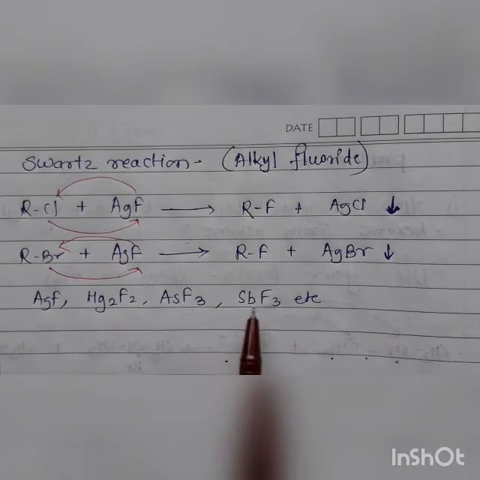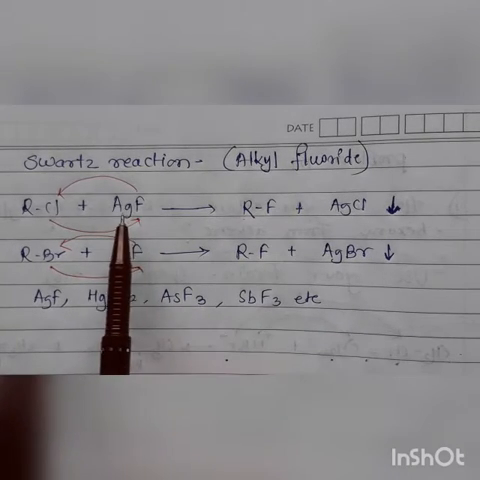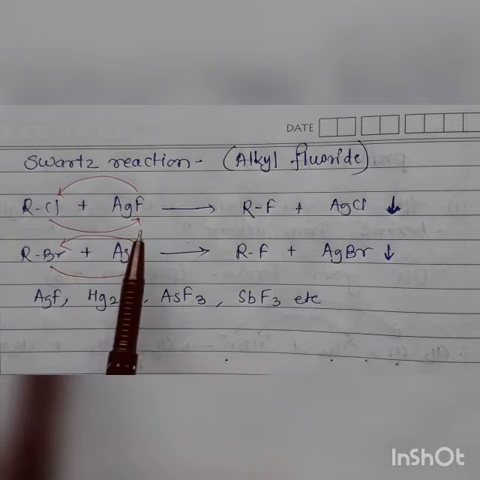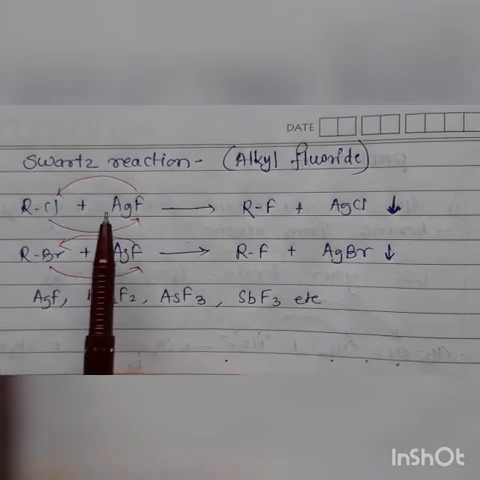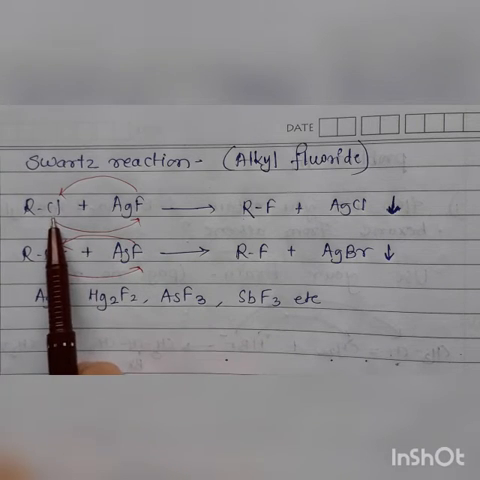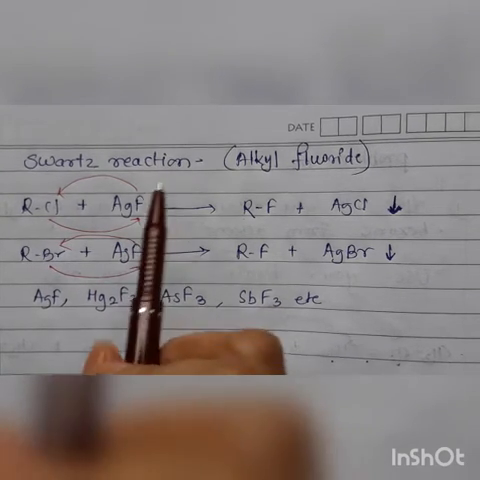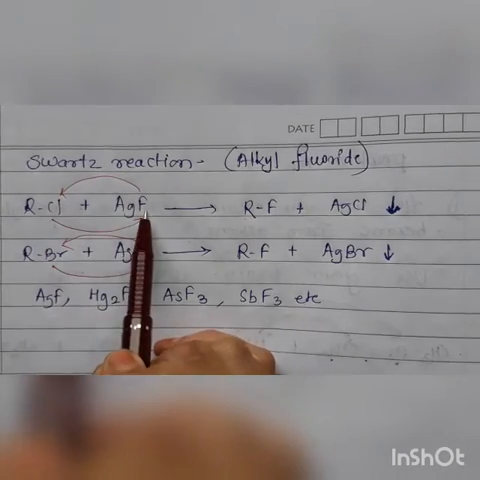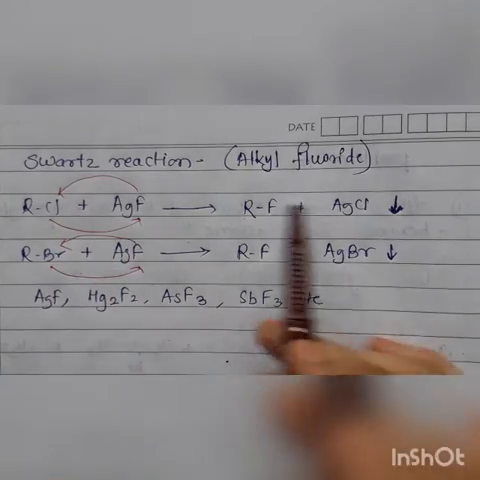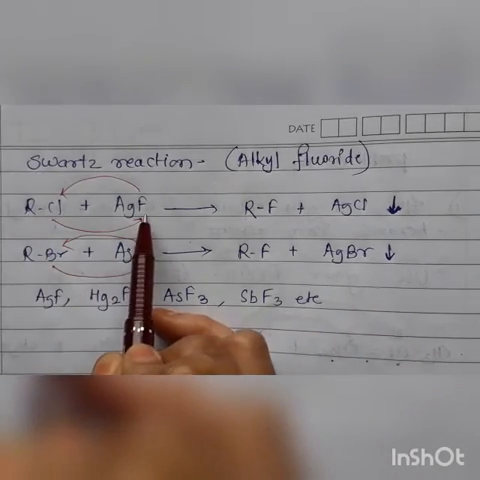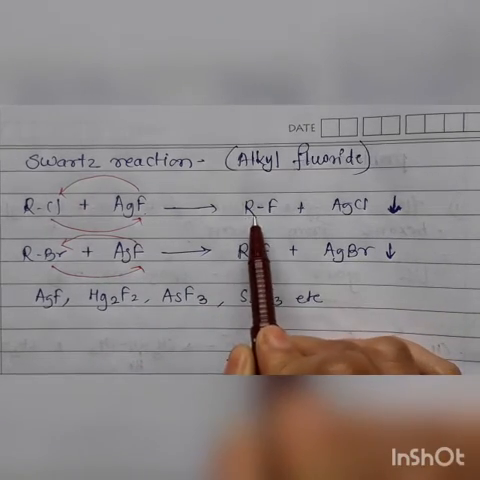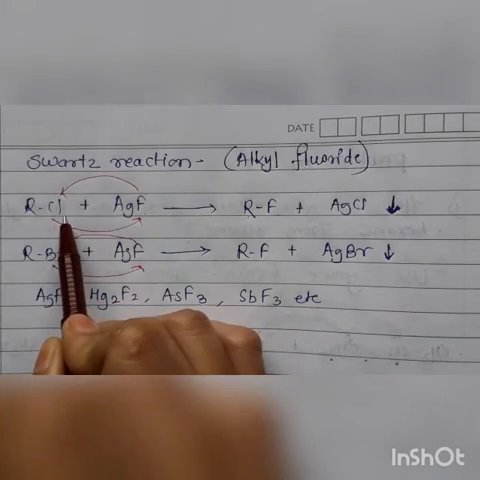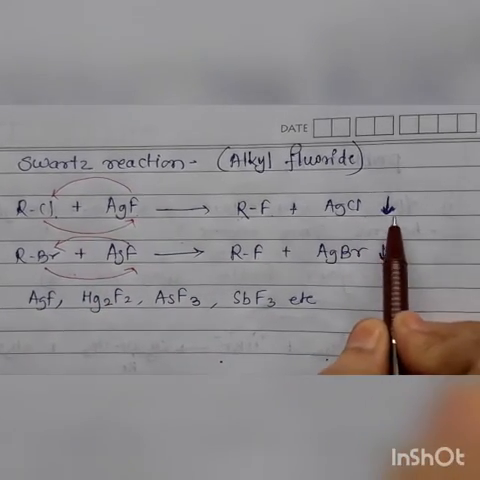These metal fluorides are heated with alkyl chloride or alkyl bromide, and here also exchange of halogen takes place. See, here also two halogens are present. Here chlorine is present and here fluorine is present. So the exchange takes place in such a way that chlorine is replaced by fluorine and fluorine is replaced by chlorine. The alkyl will combine with the fluoride ion and alkyl fluoride will form. RF means alkyl fluoride. Then the silver ion will combine with the chloride ion and silver chloride precipitate will form.